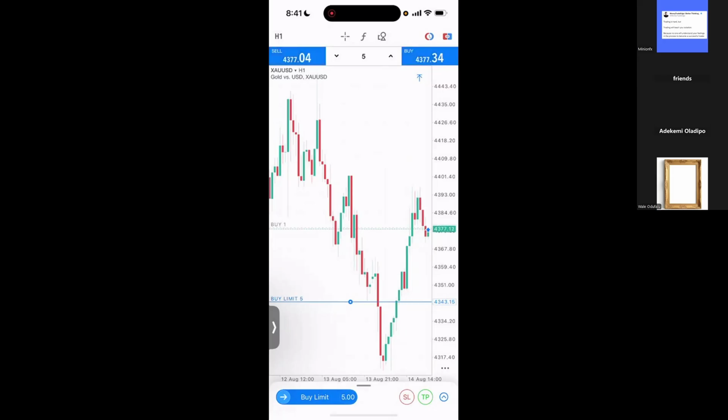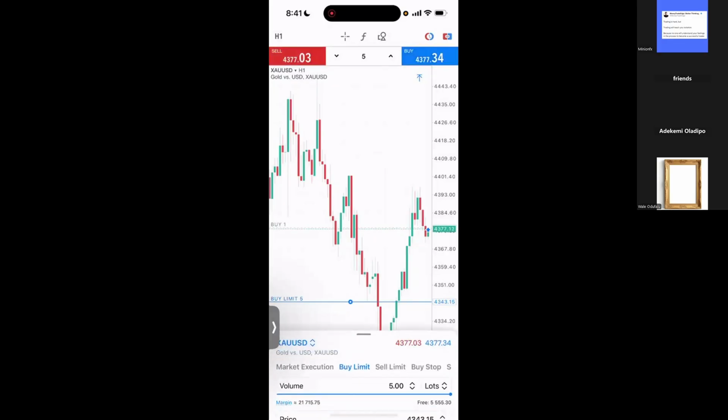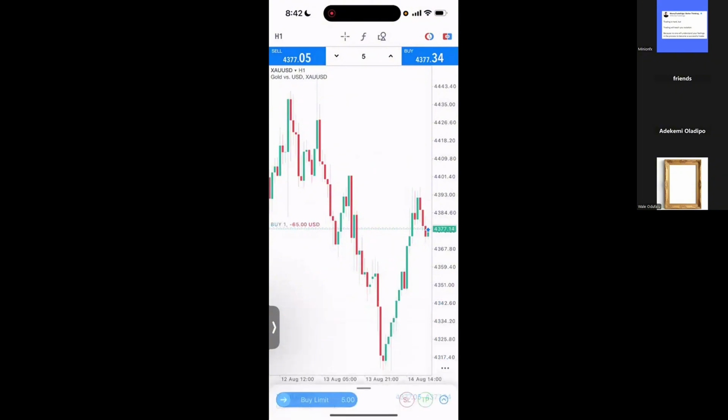Let's say I want to take a buy where price is currently. I can adjust the line to where price is. Click on the limit order again, then see that line, you can adjust it. Drag it up to where current price is. Just take it near it, but don't put it too close.